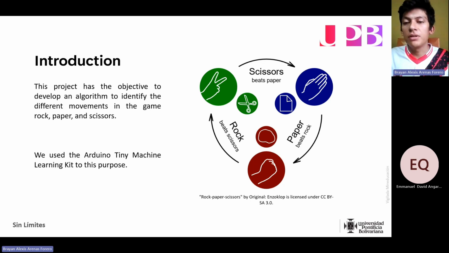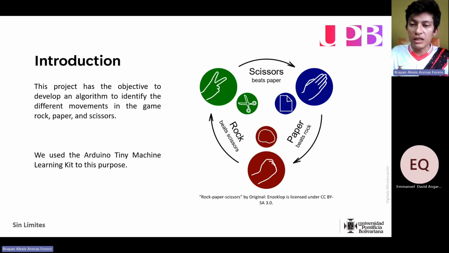In each round, players reveal their gesture, and they choose at the same time. Whoever chooses the dominant gesture wins the round. It's a game of chance, strategy, and psychology, and despite its simplicity, or perhaps because of it, it remains a favorite around the world. Our project aims to develop algorithms capable of identifying the three different movements in the game.